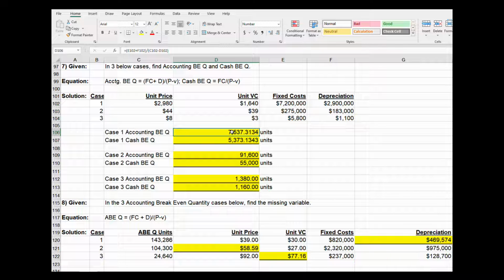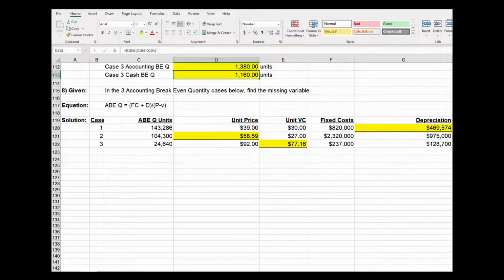and I get 7537.3134 units. For cash break-even, it's fixed cost plus zero, since we ignore depreciation, so it's 7.2 million divided by 2980 minus 1640, and I get a smaller number of 5373.1343 for cash break-even quantity. I do the same things for case 2 and case 3. Accounting break-even quantity for case 2 is 91,600 units, and the cash break-even quantity is 55,000 units. For case 3, accounting break-even quantity is 1380 units, and cash break-even quantity is 1160 units. And there are your answers to problem number 7.